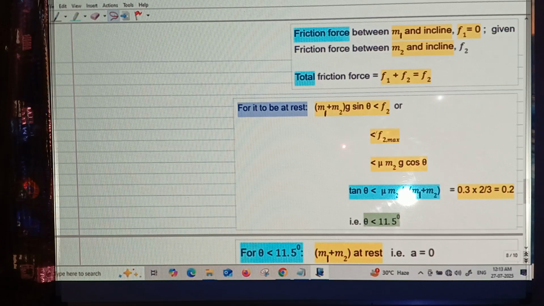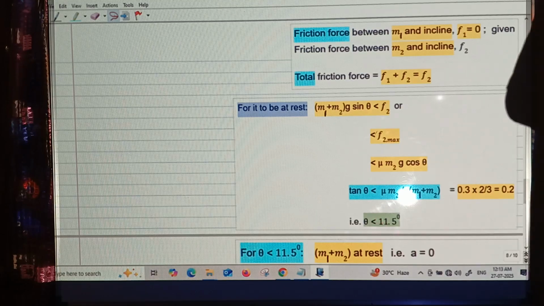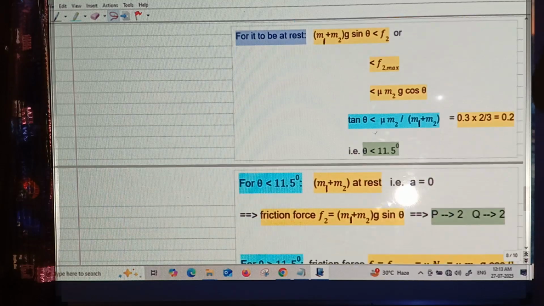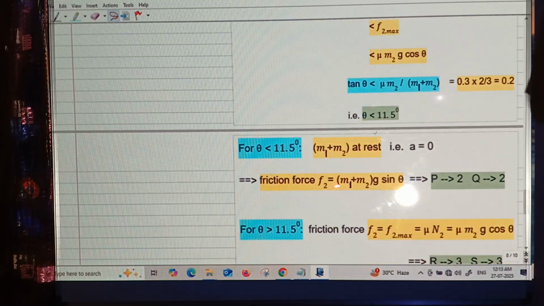So for this to be satisfied, theta should be less than 0.2. M2 is given as 2, M1 is 1, so it's 2 by 3 times 0.3, which is 0.2, and the theta value 11.5 is given in the question as 0.2. So that means theta is less than 11.5. So for theta less than 11.5, the combination will be at rest. So the friction force will be the weight component, and it is not the maximum friction force, it will be less than the maximum friction force. So this will make P match with 2 and Q also match with 2.